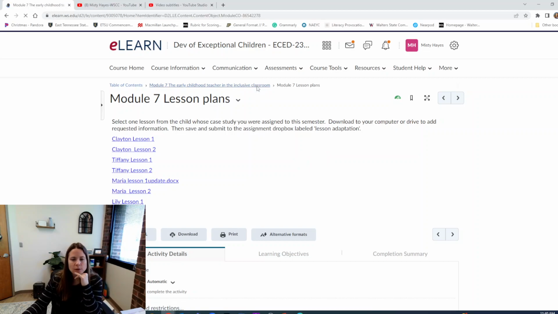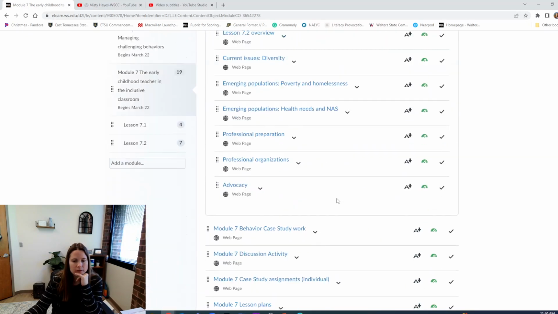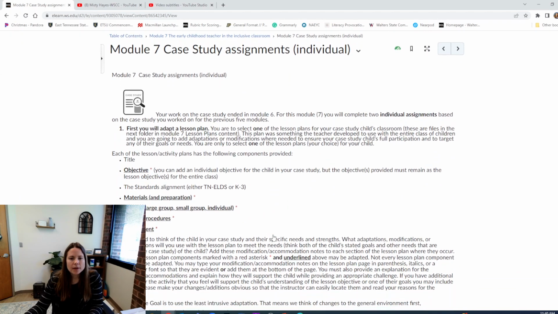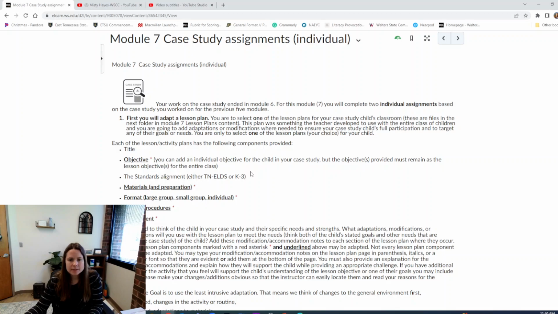Let's go back to where we just were, which is the Module 7 case study assignment. So what you're going to do is pick that lesson plan, and then you're going to plan something, right? And adapt and modify it a little bit. And the directions are here, but the main thing I want you to do is you need to have certain components in this lesson plan.